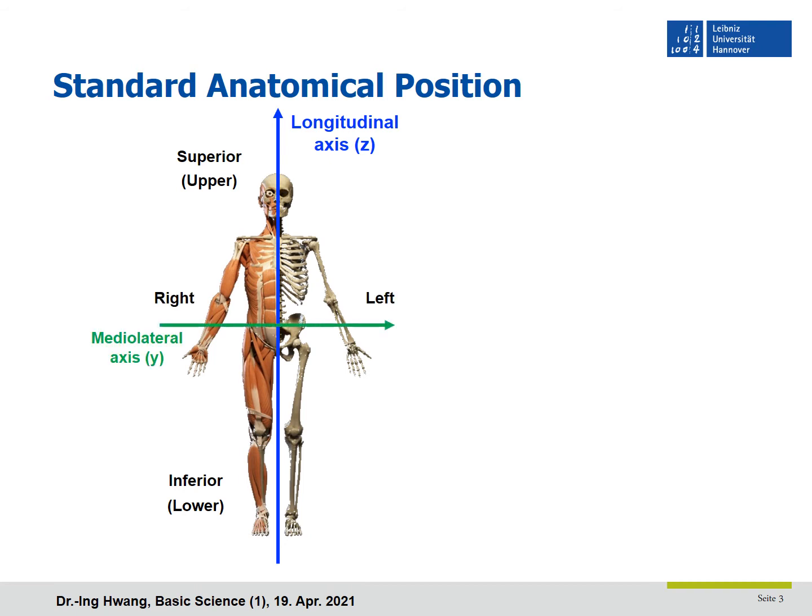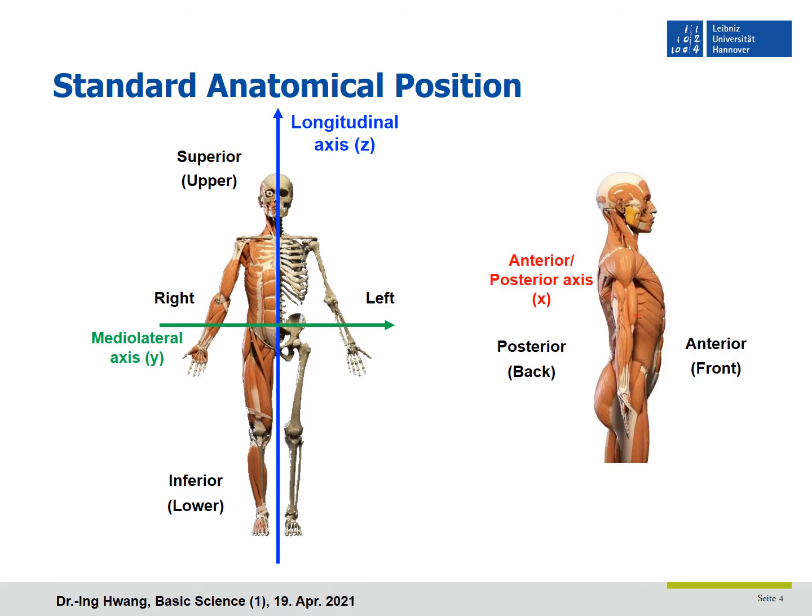The second is the medial lateral axis. Here I will say y-axis. Along this, we can see the right and left directions. The thing is, the right and the left side are decided from the point of view of the body, not our point of view. That means the right is on your left side and the left is on your right side.